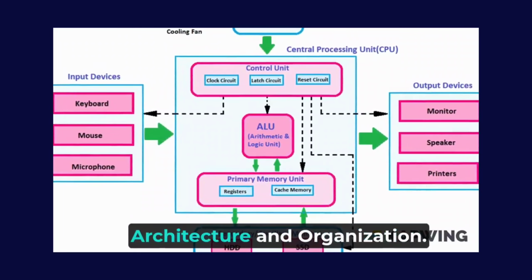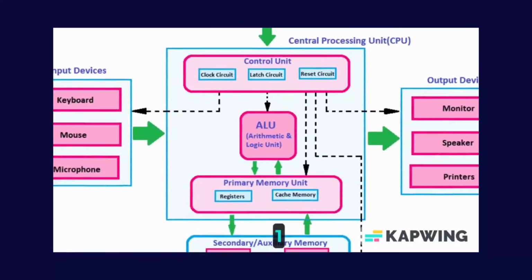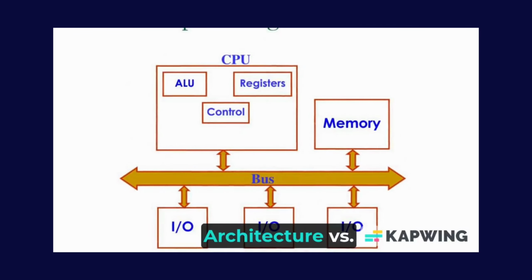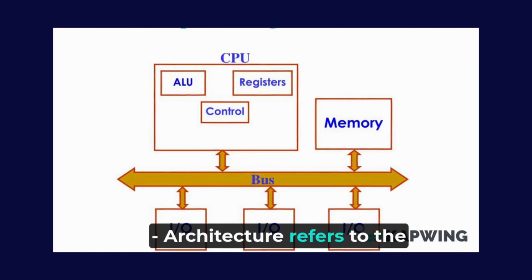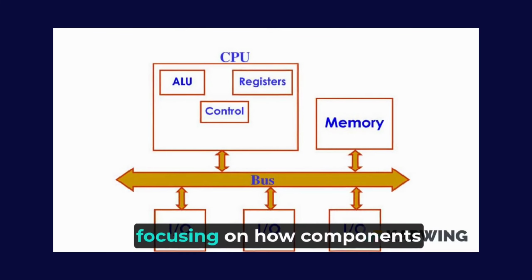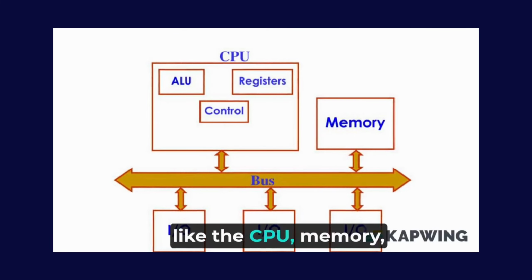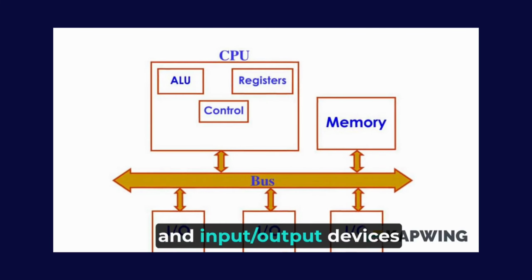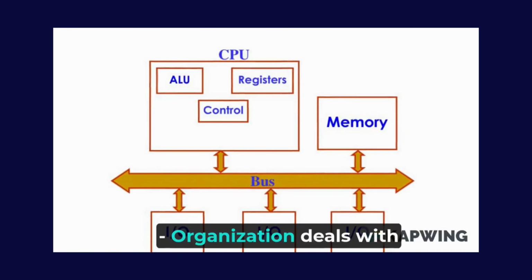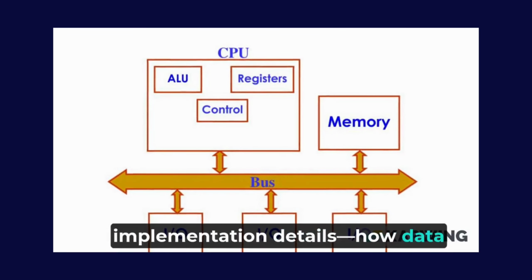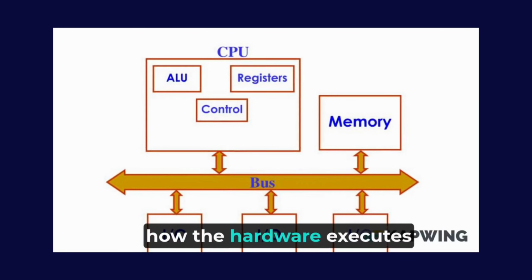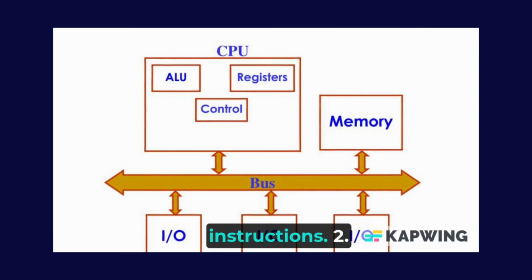Fundamentals of Computer Architecture and Organization. 1. Introduction. Computer architecture versus computer organization. Architecture refers to the system's overall design, focusing on how components like the CPU, memory, and input-output devices interact. Organization deals with the physical layout and implementation details, how data moves between components and how the hardware executes instructions.